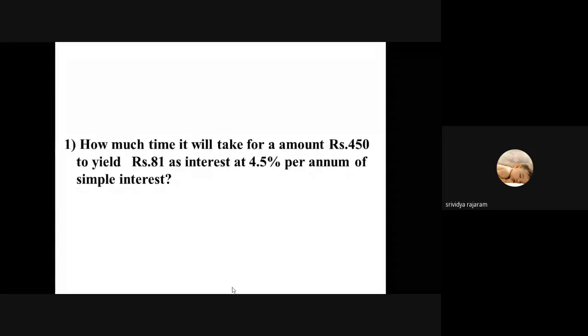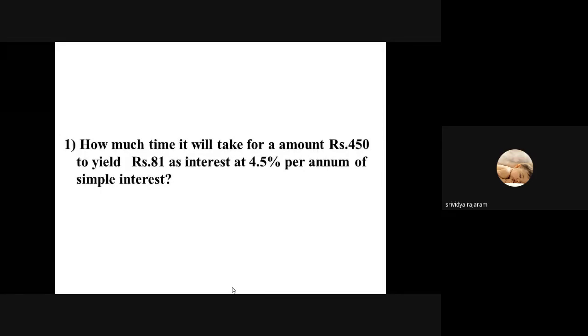So someone has given us the answer 4 years. Let's check whether it is correct or not. What is the question actually? Let us first read it. How much time will it take for an amount of rupees 450, so this amount 450 is nothing but the principal amount P, to yield rupees 81 as interest at 4.5% per annum. This 4.5% is nothing but the rate of interest, and they are asking us to find the number of years, n. So see here, rupees 81 is given.